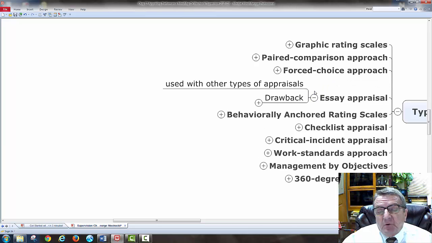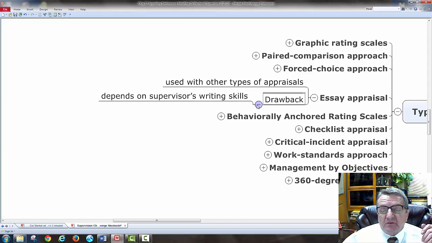Okay. Essay approach, and this is kind of good to use with other methods. Drawbacks: it depends on the supervisor's writing skills.